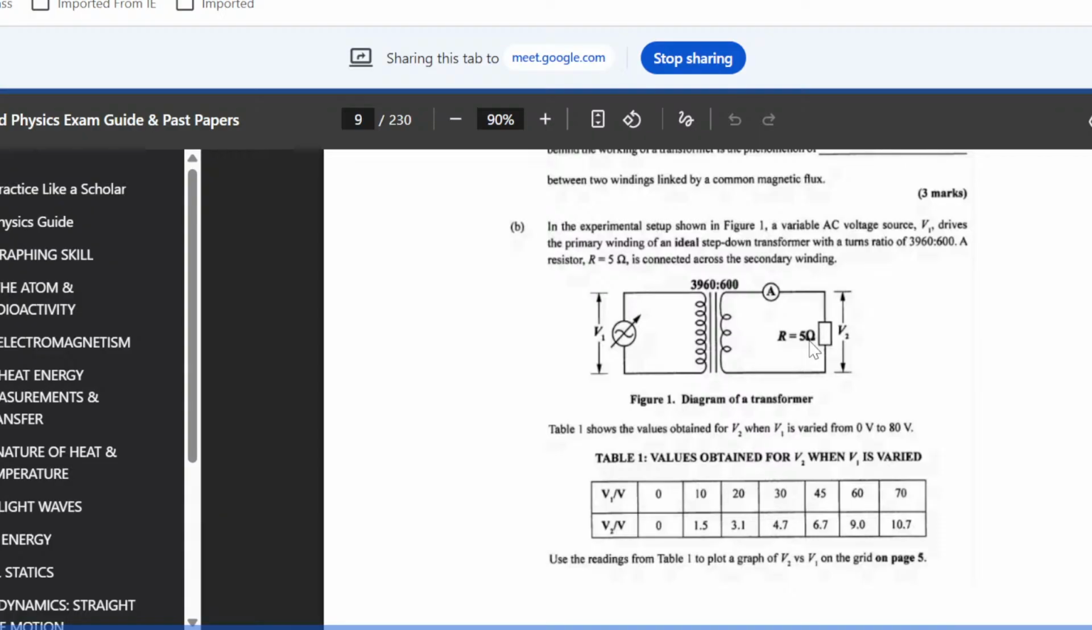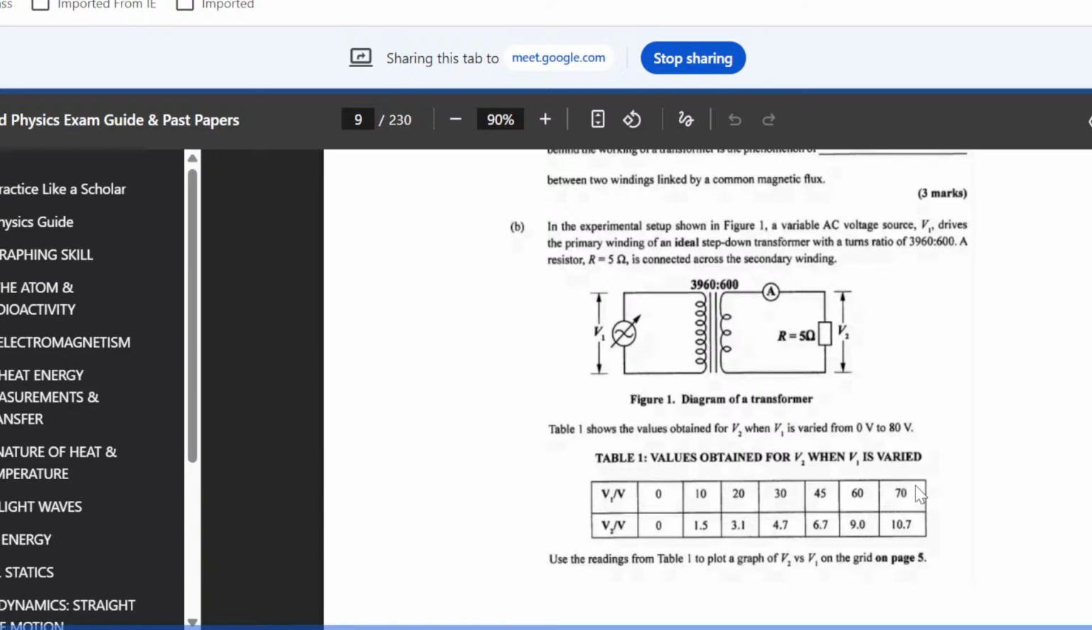Because when we look at it, we see there's a higher number of turns on the primary side. So they even gave us a value, 3,960 to 600 turns. So they have that in common. All right, so it's a step down transformer.